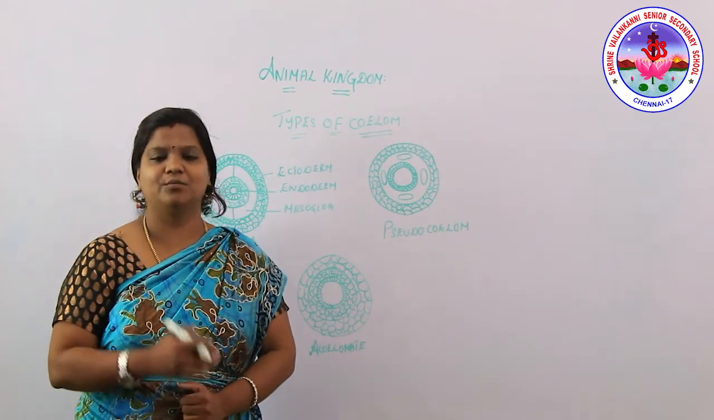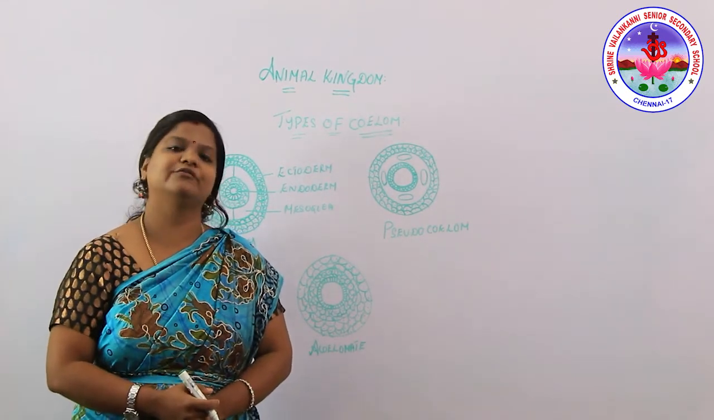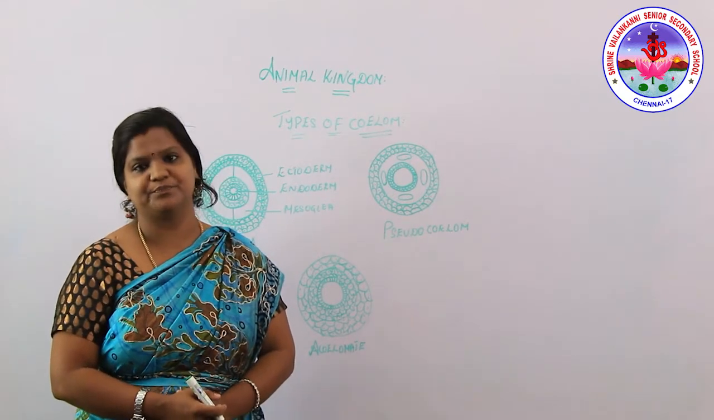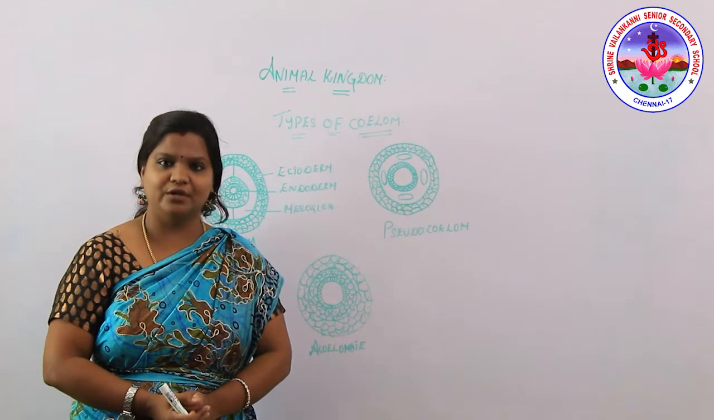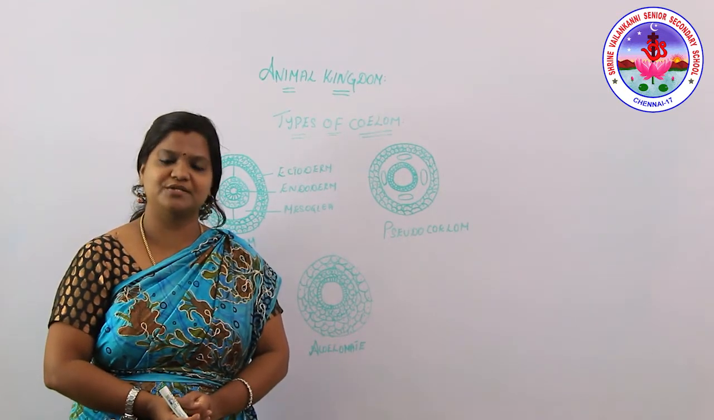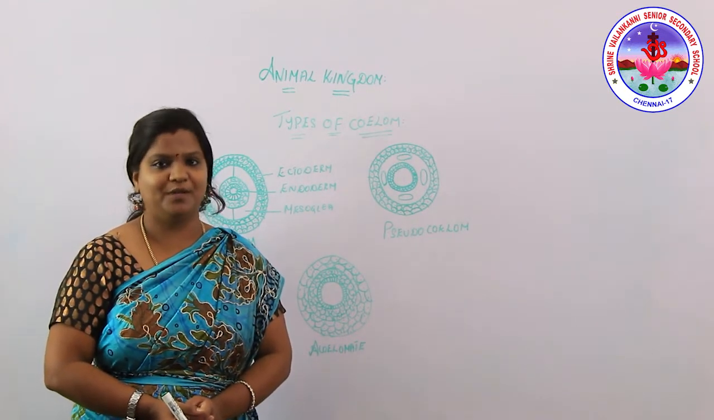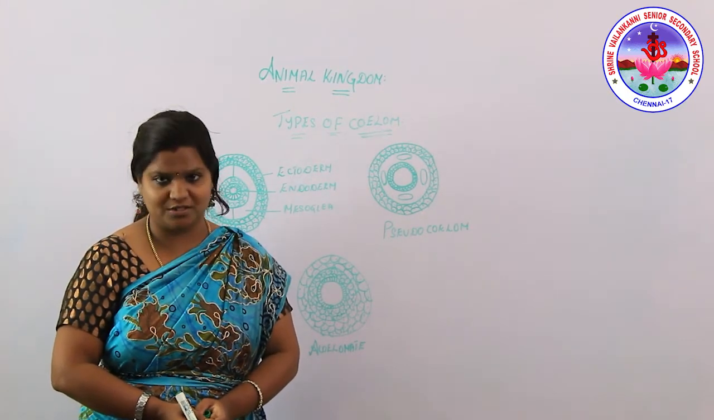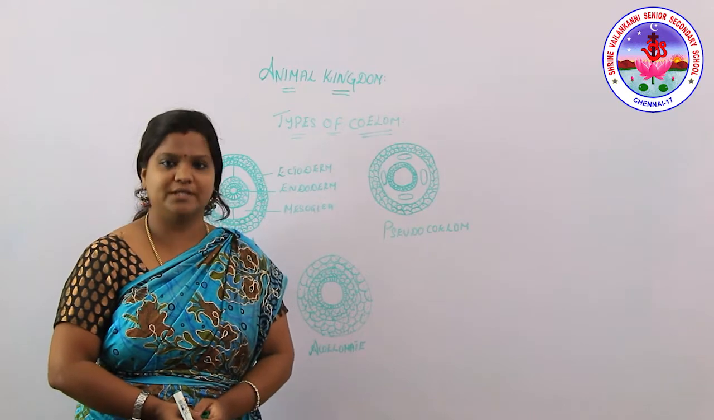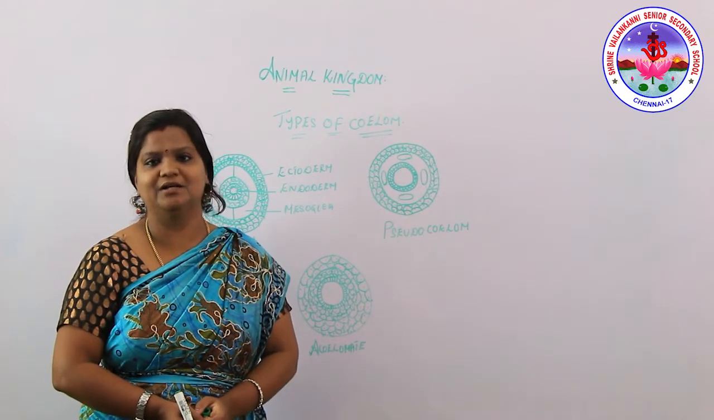The body of the organisms is of two or three types, that is, the body wall is differentiated into layers. Based on that, animals are classified into diploblastic and triploblastic. Diploblastic has 2 layers and triploblastic has 3 layers, based on the germinal layers: outer ectoderm, middle mesoderm and inner endoderm.